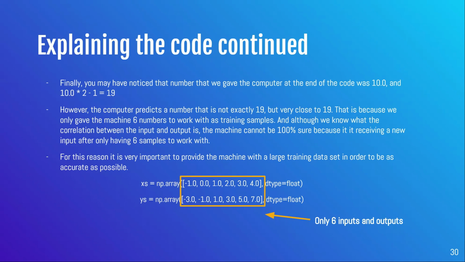the machine cannot be 100% sure of this because it is receiving new data input only after having 6 samples to work with. This is like if you're just introducing a new math concept and you're only given a few problems for that concept. You might start to understand it, but to be 100% sure of getting every single question on the test right, you would have to practice many, many problems till you finally mastered that topic. So for this reason, it's very important to provide the machine with a large set of training data in order to be as accurate as possible.